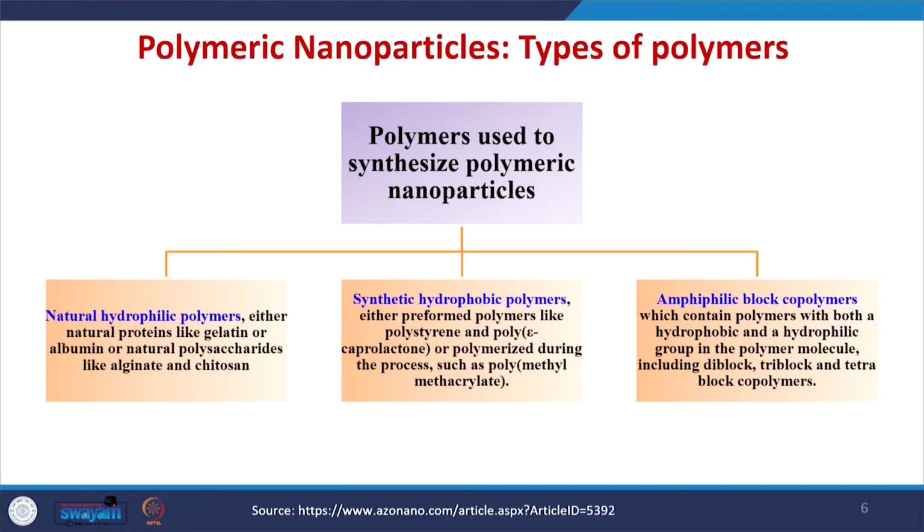Let us see the types of polymers used to synthesize polymeric nanoparticles. The first one is natural hydrophilic polymers. We can use natural proteins like gelatin or albumin, or natural polysaccharides like alginate and chitosan. The other one is synthetic hydrophobic polymers. It can be preformed polymers like polystyrene and polycaprolactone, that is PCL, or it can be polymerized during the process, such as polymethyl methacrylate. The third one is amphiphilic block copolymers, which contain both hydrophobic as well as hydrophilic groups in the polymeric molecule, and some examples are diblock, triblock and tetrablock copolymers.